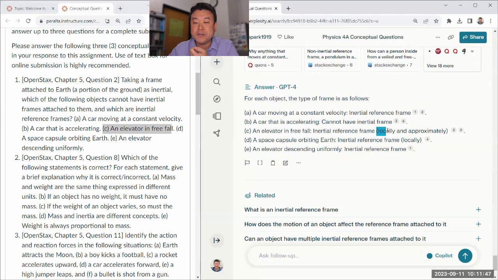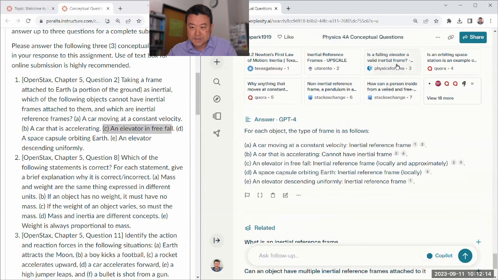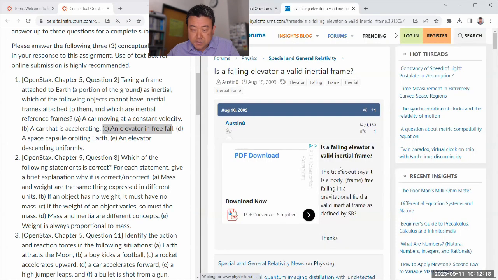So locally it's definitely right. If you're the person within the elevator, you will feel like the frame you are in is an inertial reference frame. But if we are being referenced to someone who's on Earth, looking at the falling elevator, you are accelerating, you are not in an inertial reference frame. But this is a good answer. I would accept this as being correct. Although I might want more explanation, I assume this reference will have some bit of an explanation.